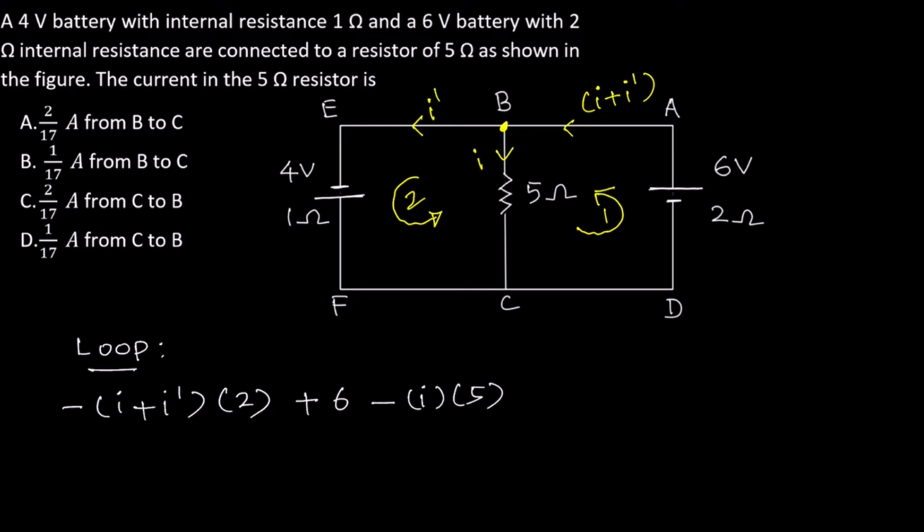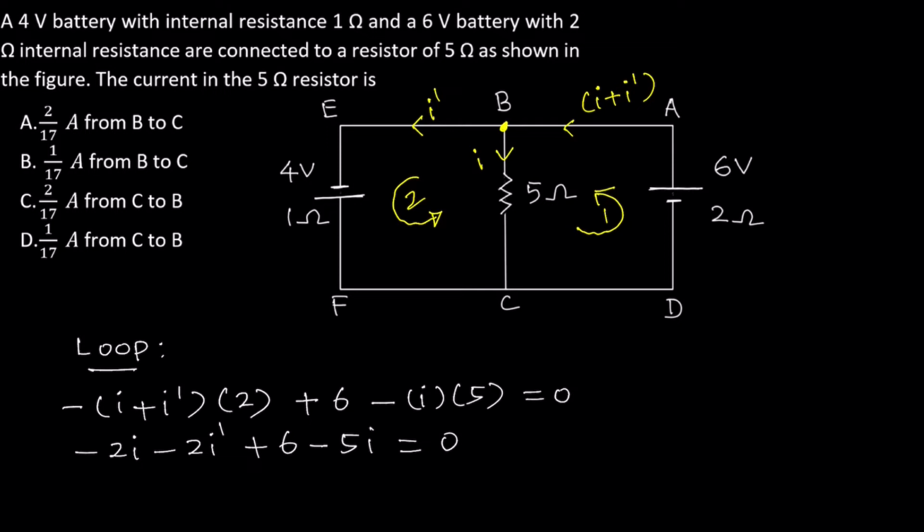Okay, and then this should add up to 0. Okay, so that should add up to 0. And then let's do the algebra here. What do we have? If I open it up, I have minus 2i prime plus 6 minus 5i is 0.